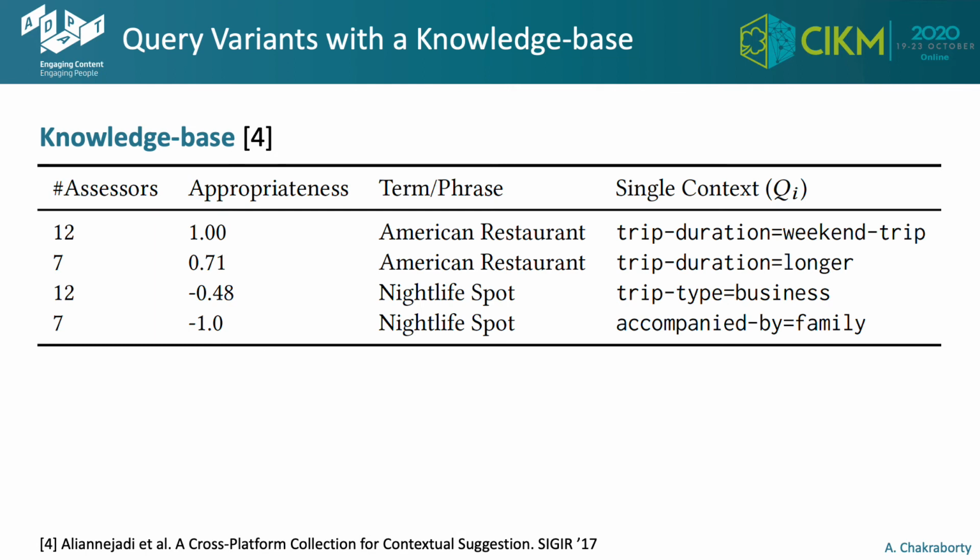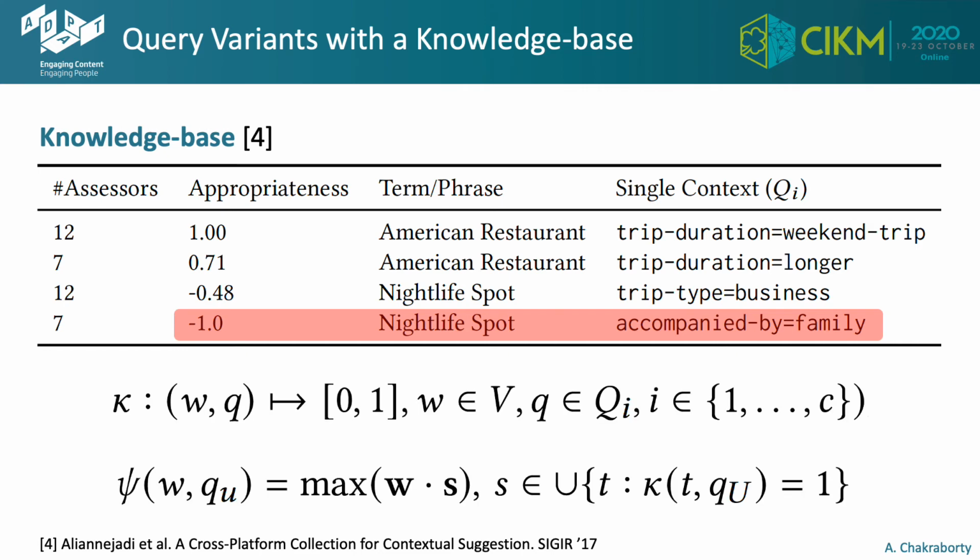There is a freely available resource of term context associations of the form term, context, appropriateness score. An example of a non-relevant pair is nightlife spot, family, with a lower score. For our experimental setup, we have normalized these scores between 0 and 1 and formalized this data as kappa. These term context association pairs are used to define the psi factor, which works as the contextual appropriateness measure of the term W for the given contextual constraint vector QU.